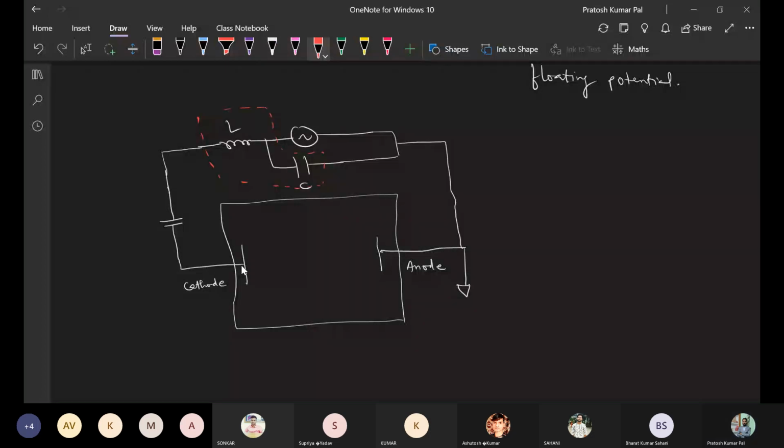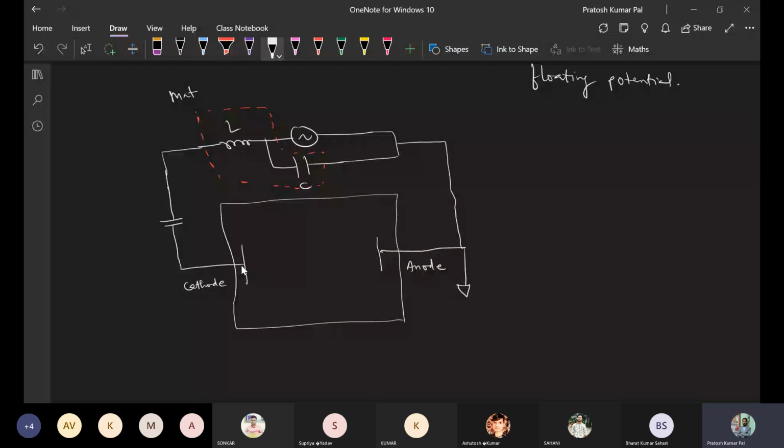This LC circuit is called the matching network. Okay. This is the RF powered plate and this is the ground connected plate. So this is the basic setup.